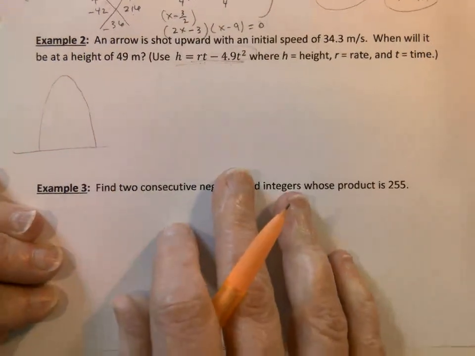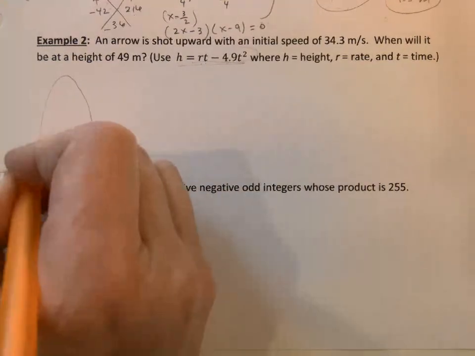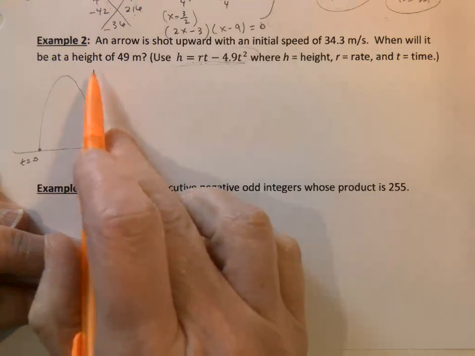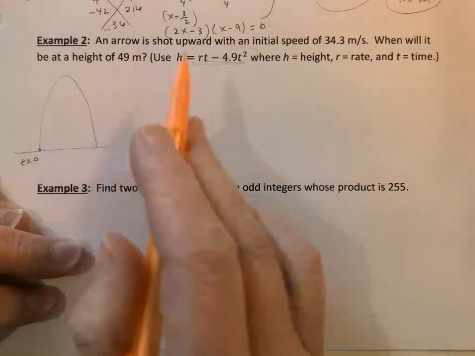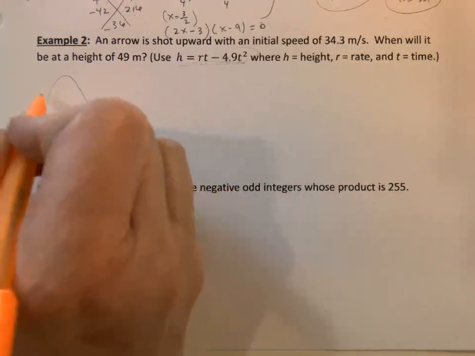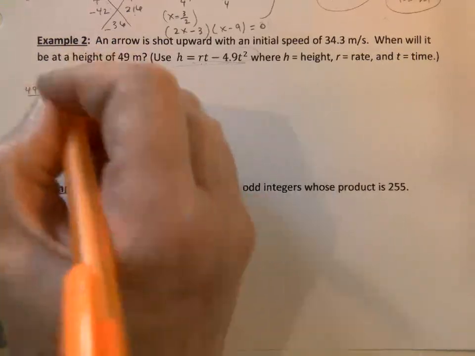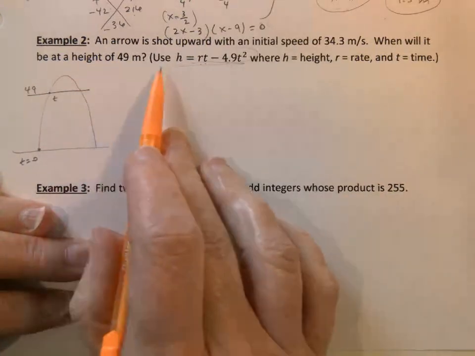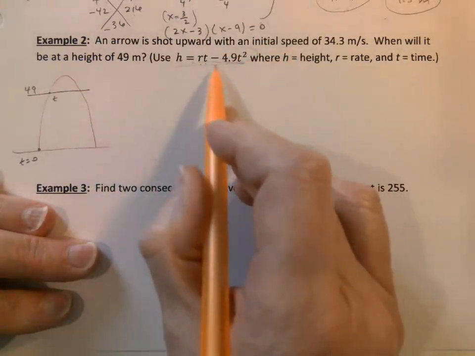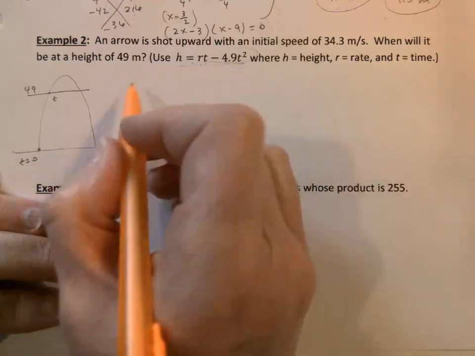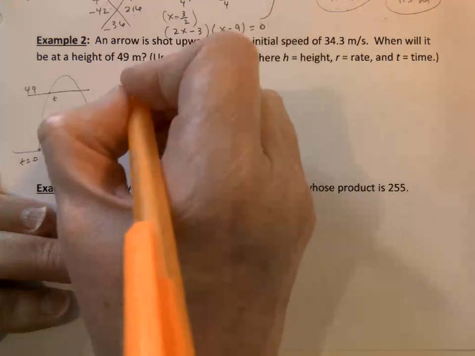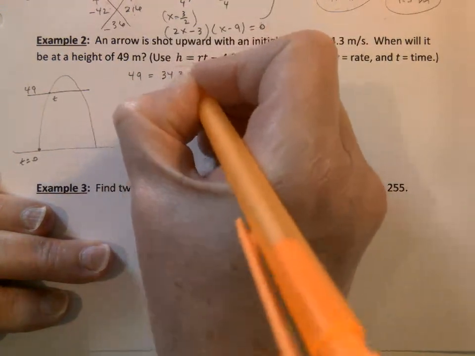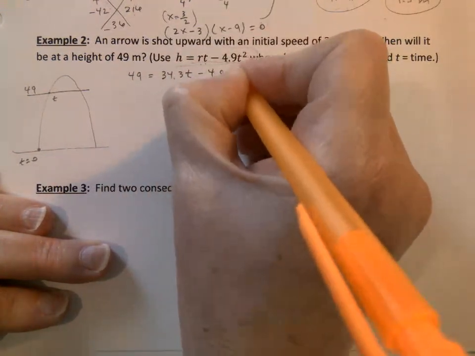Okay, and here is time equal to 0. They're asking us what time it'll be at height 49. So we'll say here's 49, and we're looking for this time right there. Okay, so we're going to plug in the information that we know. So we have h is equal to rt minus 4.9 t squared. So we're solving for t. So let's plug in. Our height is 49. The rate is 34.3 t minus 4.9 t squared.